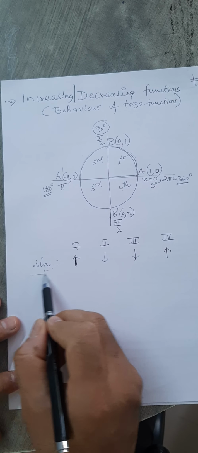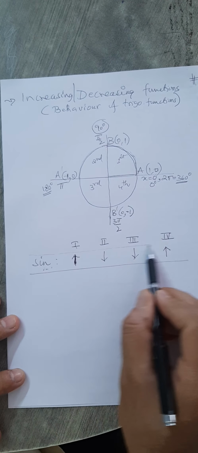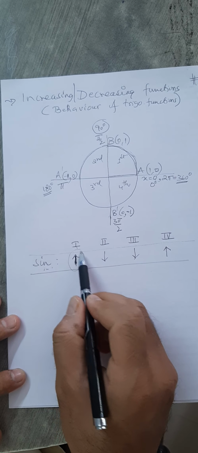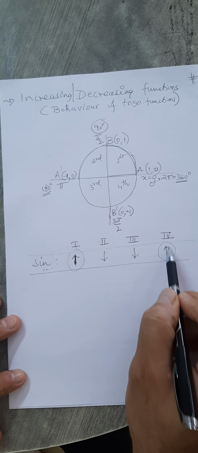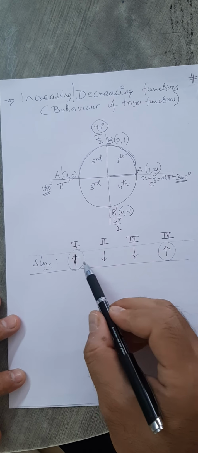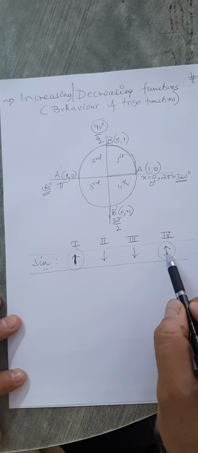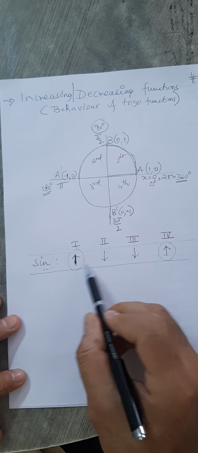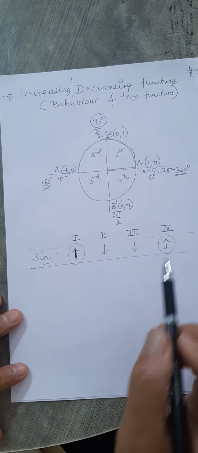So what we have noticed here: in which two quadrants is sine increasing? In the first and fourth quadrant sine is an increasing function. In the first and fourth quadrant, the values of the sine function increase, values go up. Okay, cosine function now, same way.